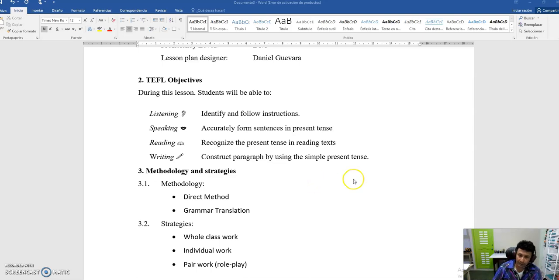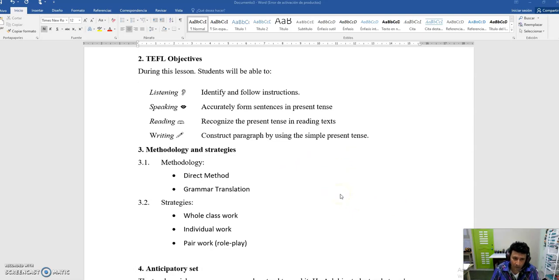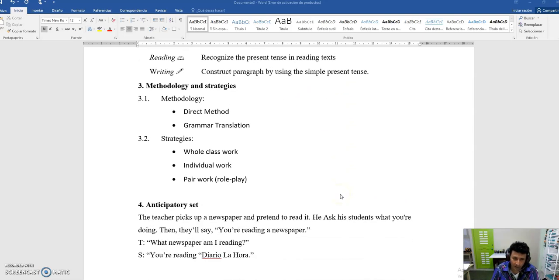For the strategies, this time I will work with the students in the whole group, the whole class work, and also they will work individually, and I will also have the students work in pairs doing role play, as I can say.